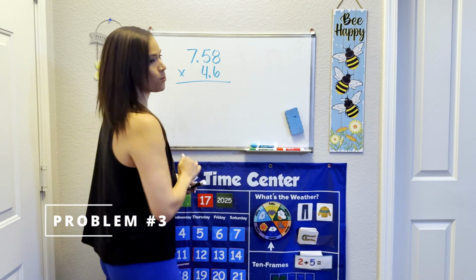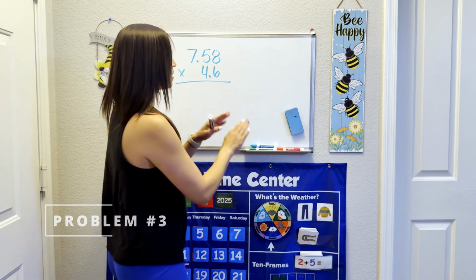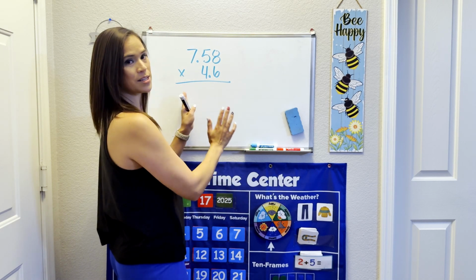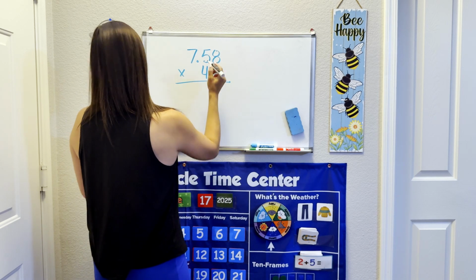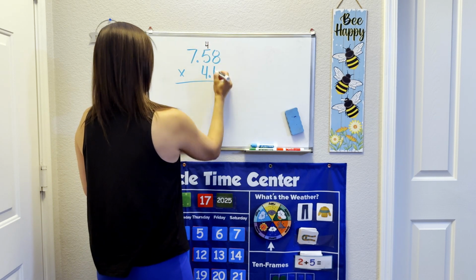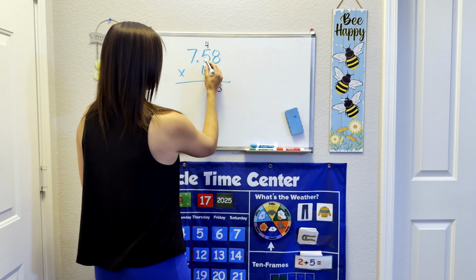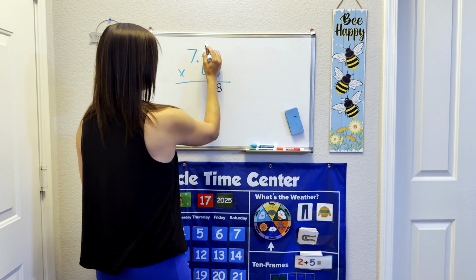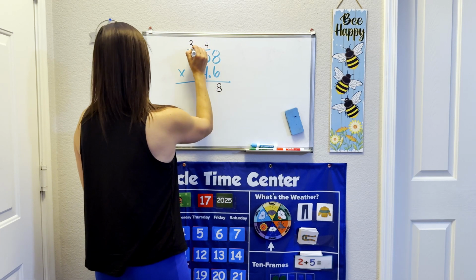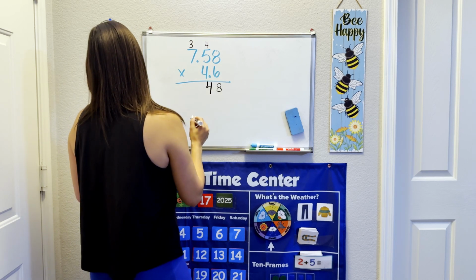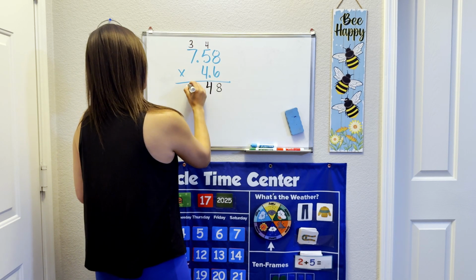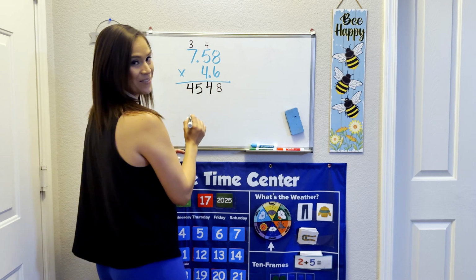7.58 times 4.6. The first step we're going to do is not worry about the decimals at all and just simply solve. So we have 8 times 6, which is going to be 48. 6 times 5 is 30, plus 4 more, so we have our 34. And then 6 times 7 is 42, plus 3 more is going to give us 45.